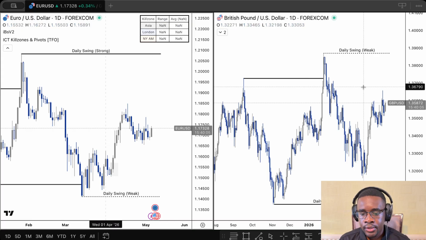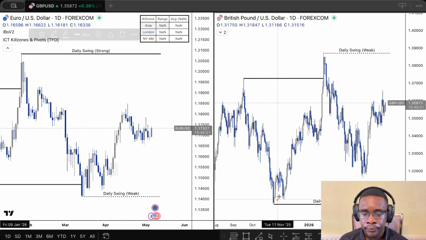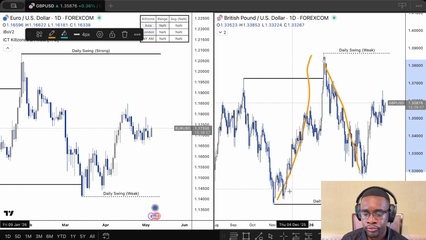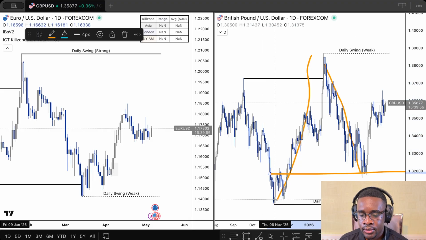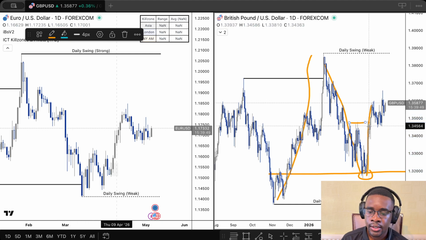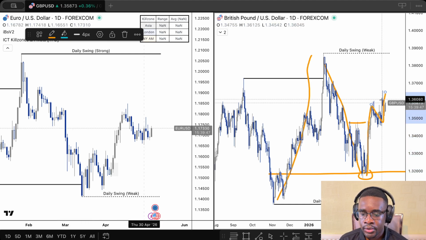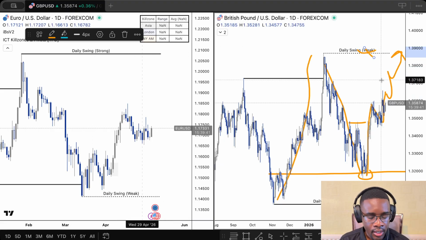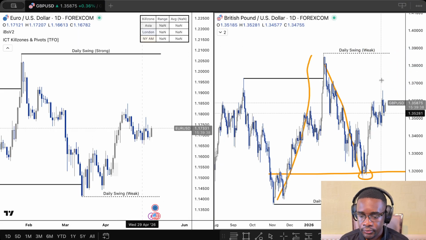Those are possibilities. And then for the pound, we do have a break of structure to the upside. We have been in a pullback phase. We've mitigated this extreme range. We had a strong reaction. We broke structure internally, minor reaction, and now we continue to push up. So we might see price continue to push up to take out the weak daily swing high.